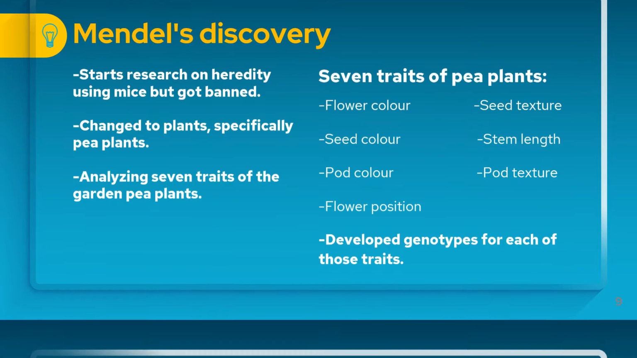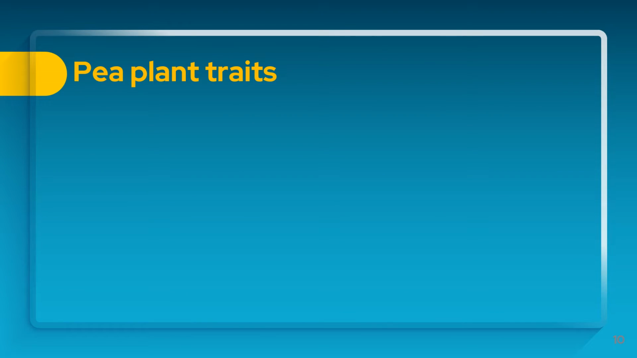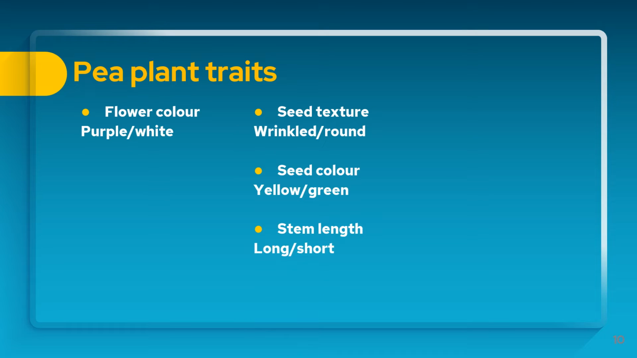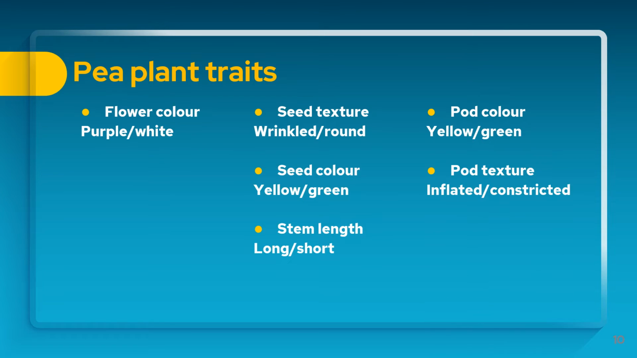The 7 traits of the garden pea plants are flower color, which is purple or white, seed texture, which is wrinkled or round. Next is seed color, which is yellow or green, and stem length, which is long or short, and pod color, which is yellow or green, pod texture, which is inflated or constricted, and lastly flower position, which is axial or terminal. Based on the appearance, or phenotypes, of the 7 traits, Mendel developed genotypes for each of those traits.